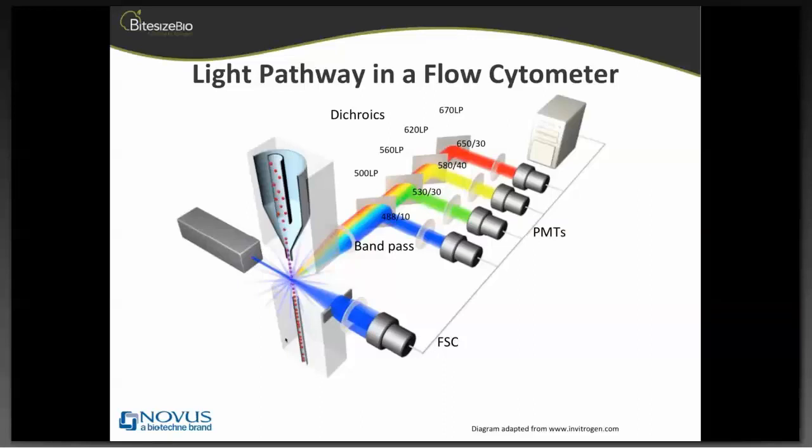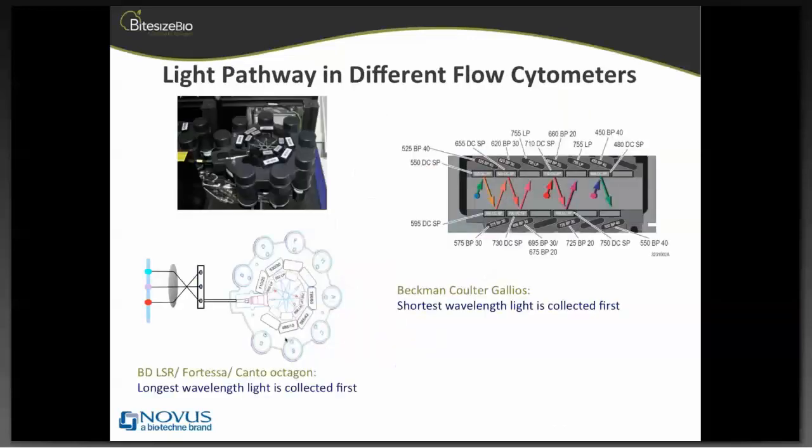The next one is steered towards the detector that we'd use, for example, for PE. And then for the red, we're using a 670 long pass to direct the red light, and that's where we would collect things like PE-Cy7. Different cytometers have different pathways, so it's important to know the pathway of the machine that you're using.